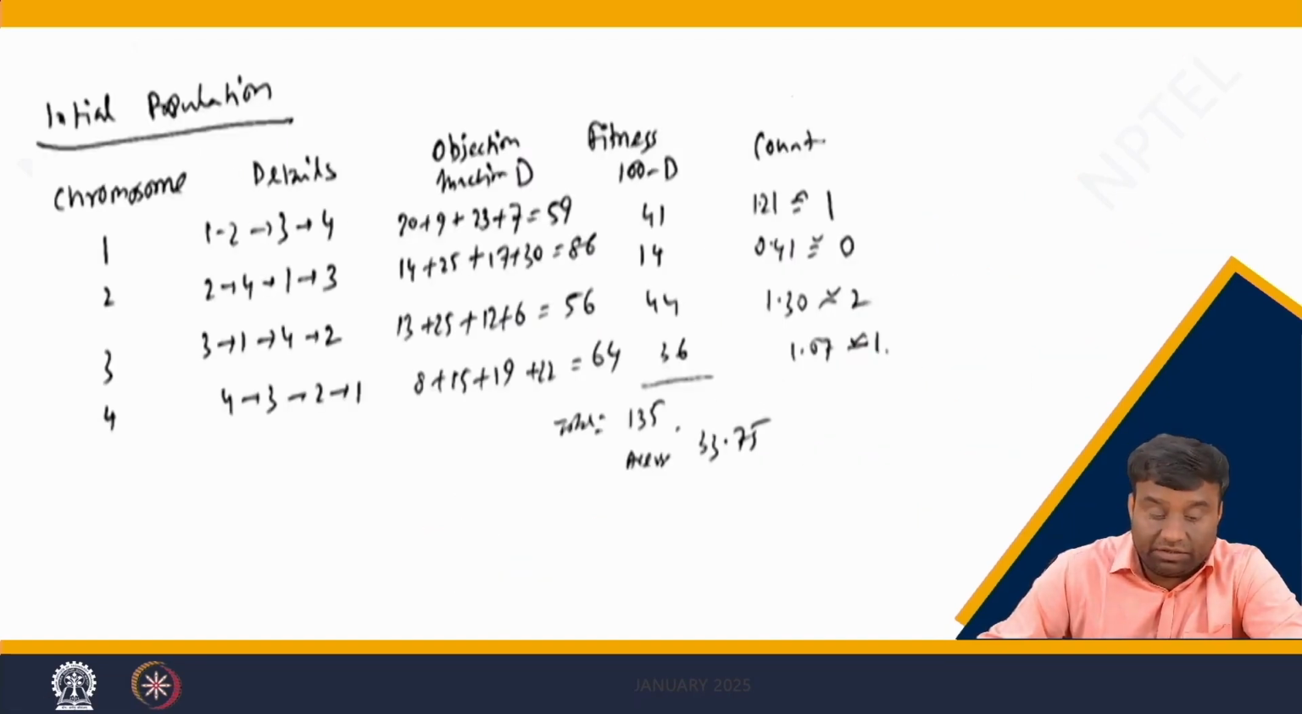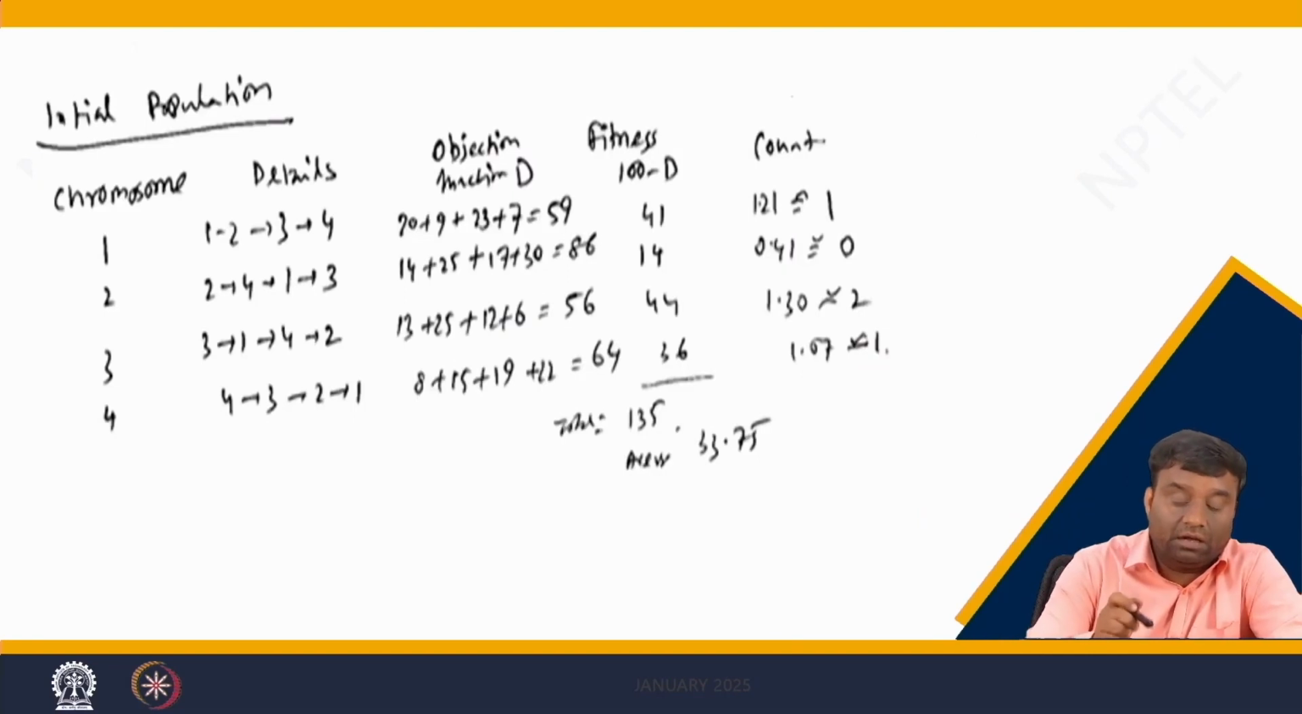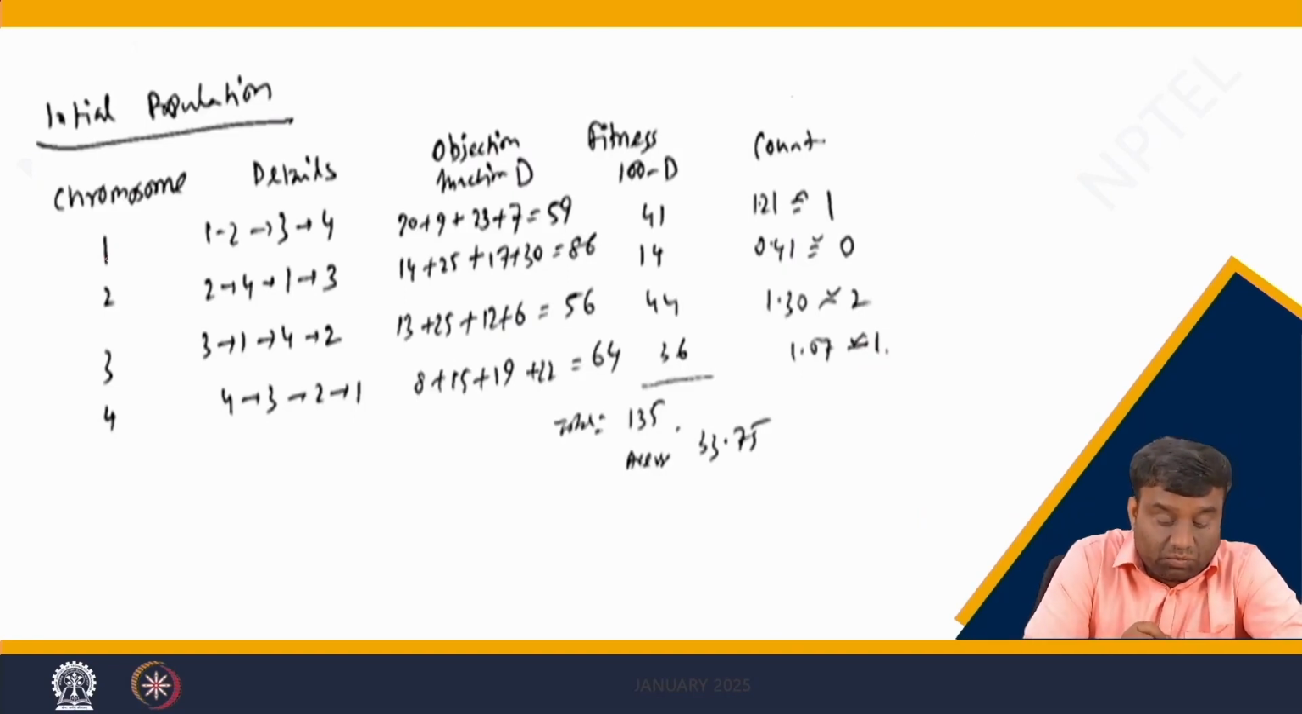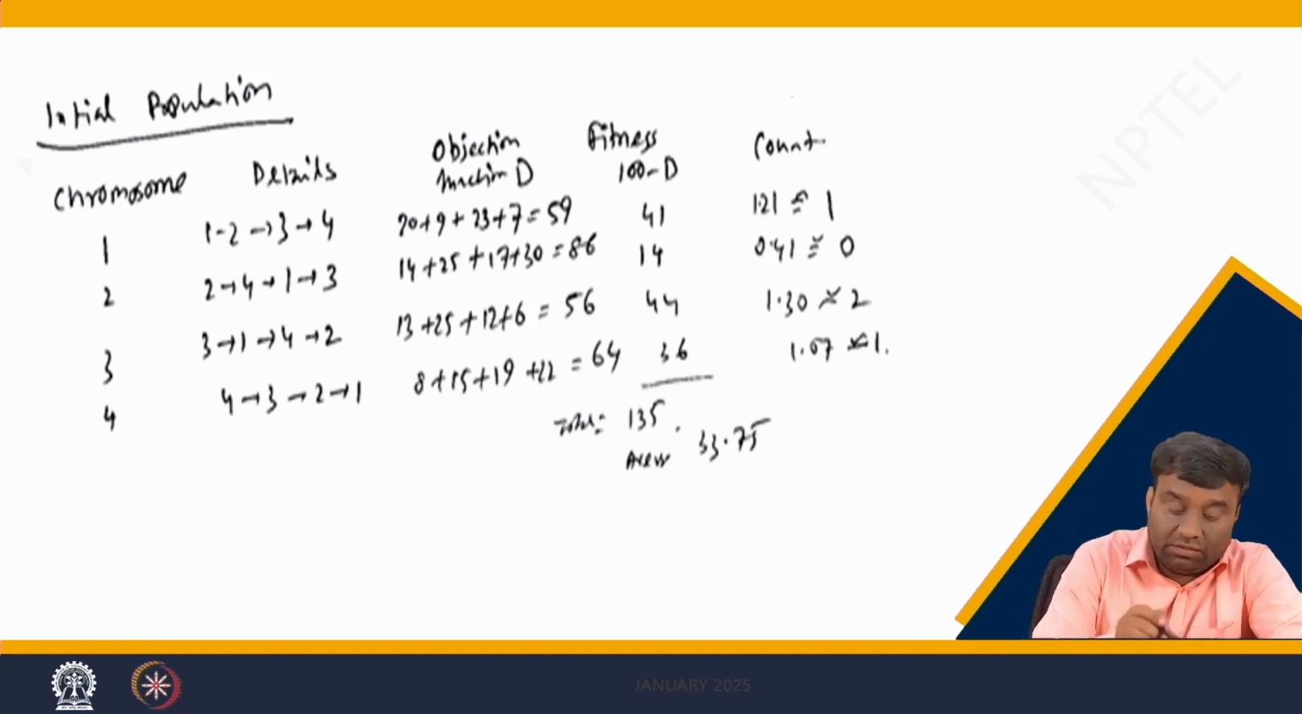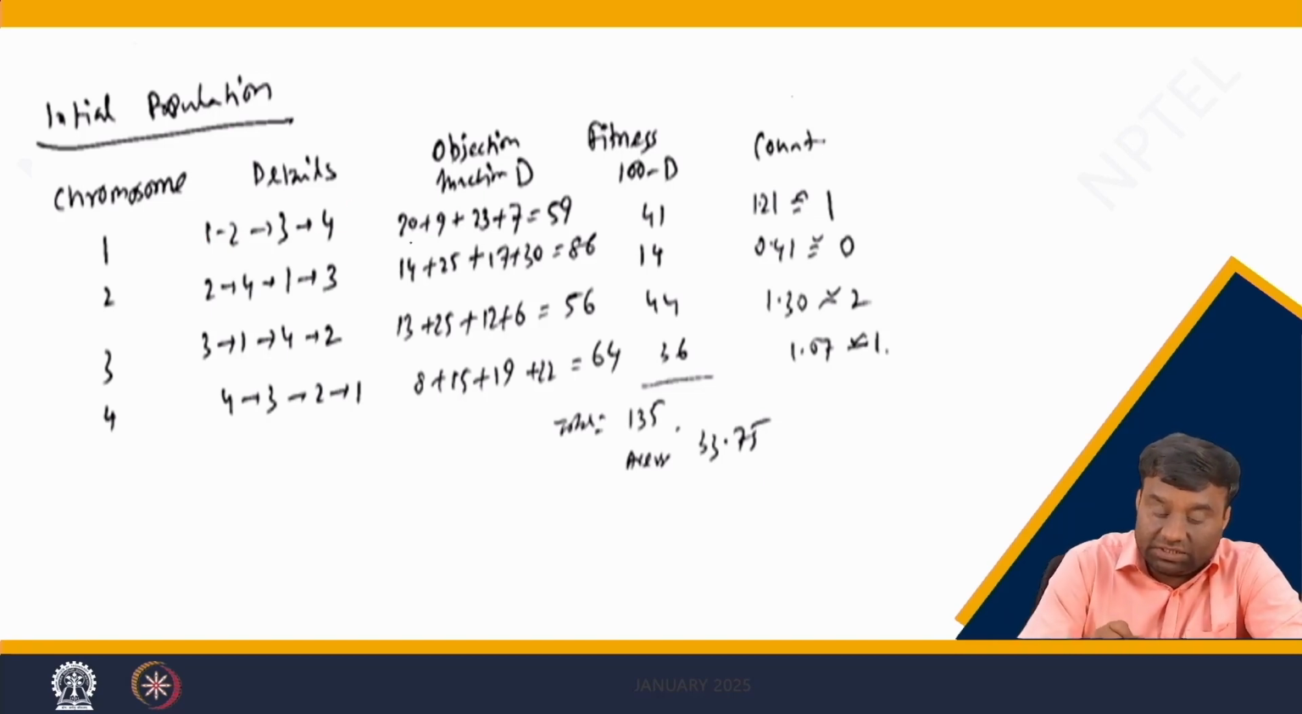Now we are going to solve it. So we are assuming any initial population. So chromosomes 1, 2, 3, 4. For chromosome 1, the details are 1, 2, 3, 4. So customer 1 first, then 2, then 3, then 4. So if you want to solve this question, the person goes from 1 to 2, 2 to 3, 3 to 4. So the distance is 20 plus 9 plus 23 plus 7. So it is 59, and 100 minus d is 41.